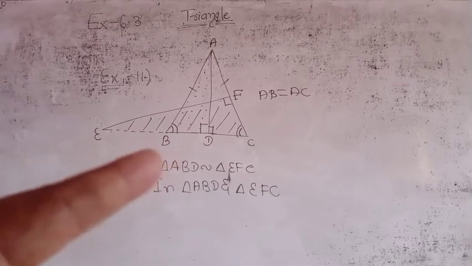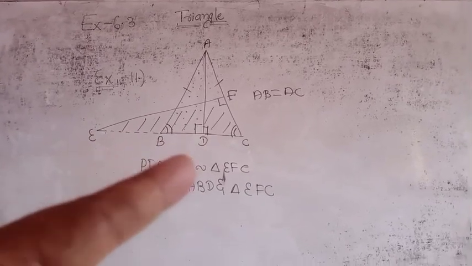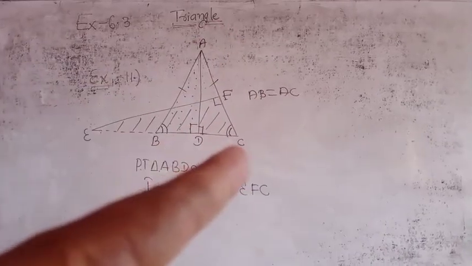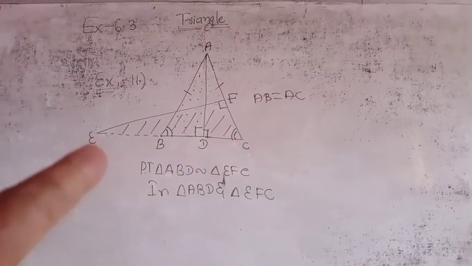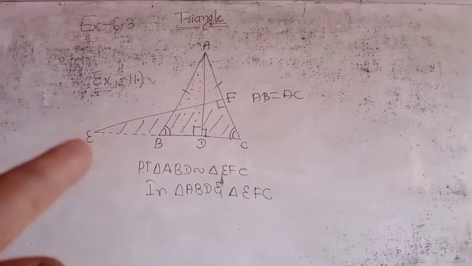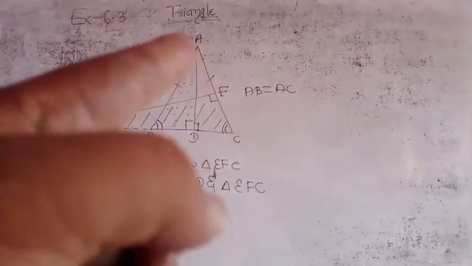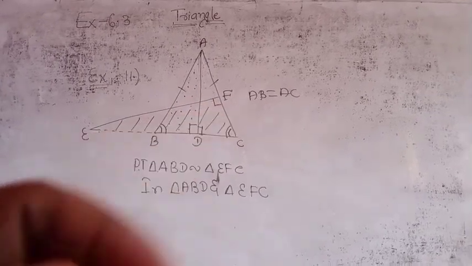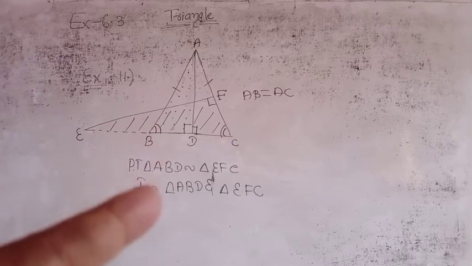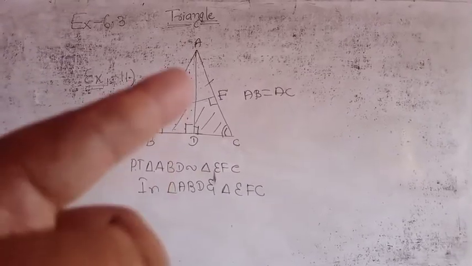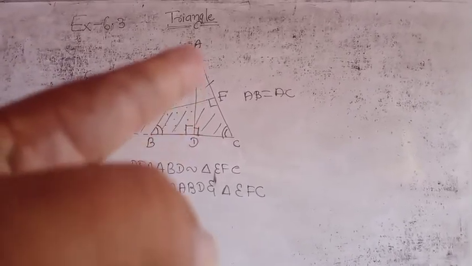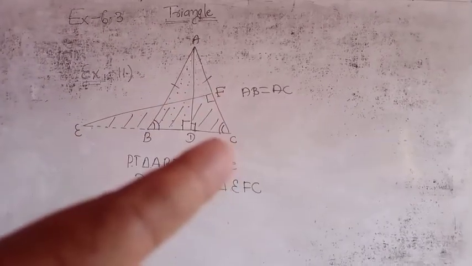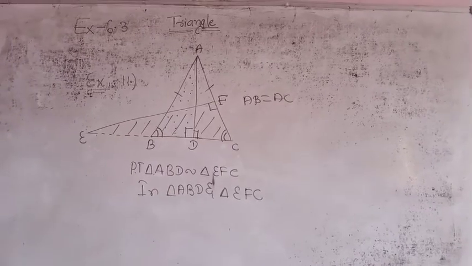And one more, E is a point on the side BC of triangle ABC produced. You produce BC, you will get the point E. And also he has given EF is perpendicular to AC. Therefore, angle F also equals 90 degrees. And lastly, what we have to prove is that this dotted triangle ABD is similar to this triangle EFC. Both triangles are similar.